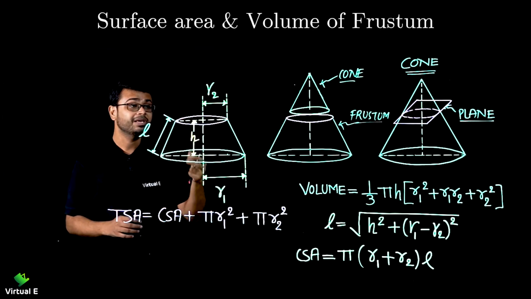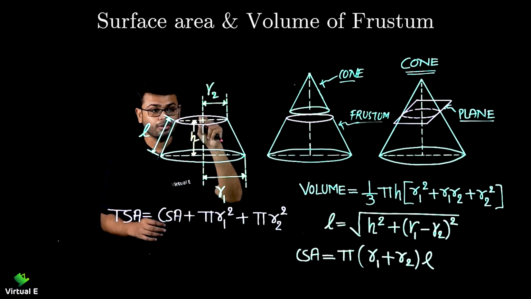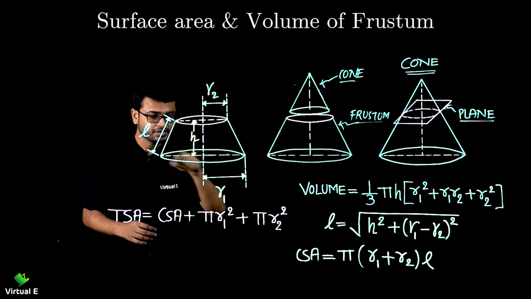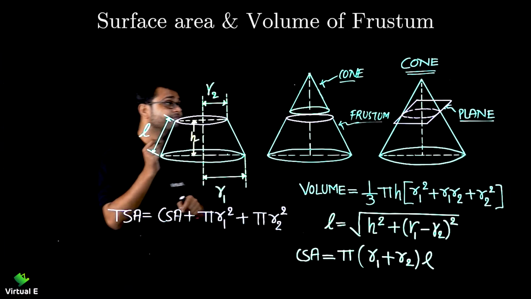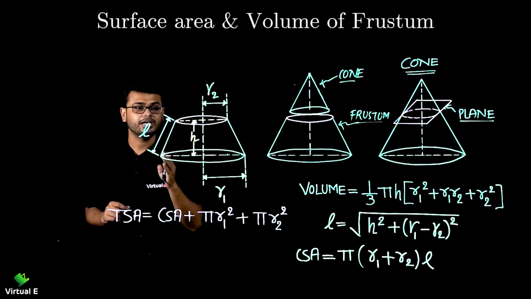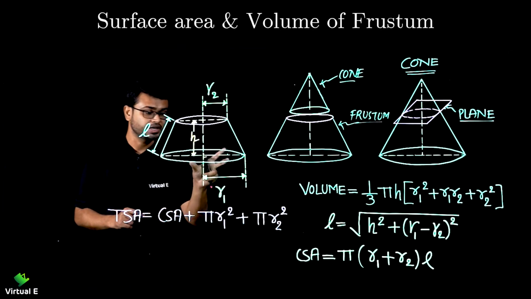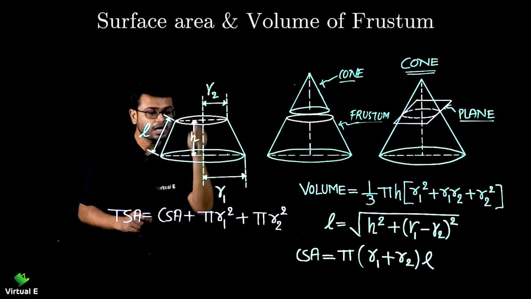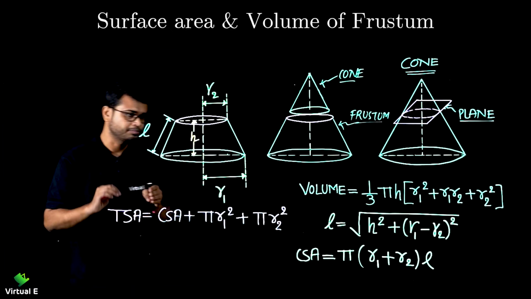That's why we are naming them two radii. The distance between the upper top circle and the circle at the bottom is the height of the frustum. And we know there is a slant height of the cone, so there will be a slant height of this frustum as well. So the dimensions are radius 1, radius 2, height and the slant height. These are the four quantities that we need to know.